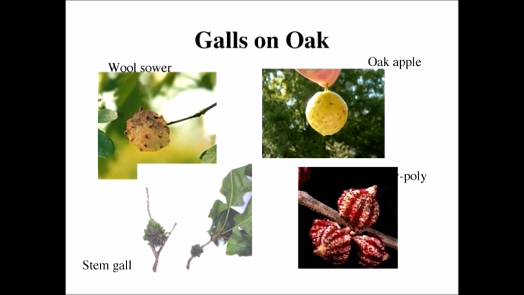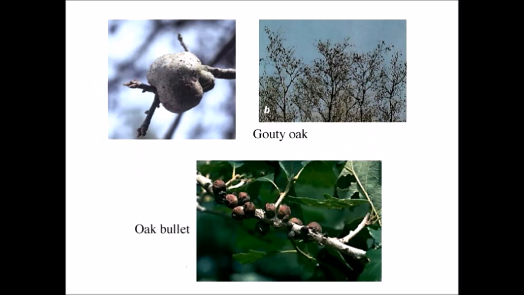There can be different insects that cause the plant tissue to grow differently for their own protection or benefit. A lot of them are tiny wasps. We have some flies and certain other insects. And you can get this myriad of very interesting galls that form on the trees.